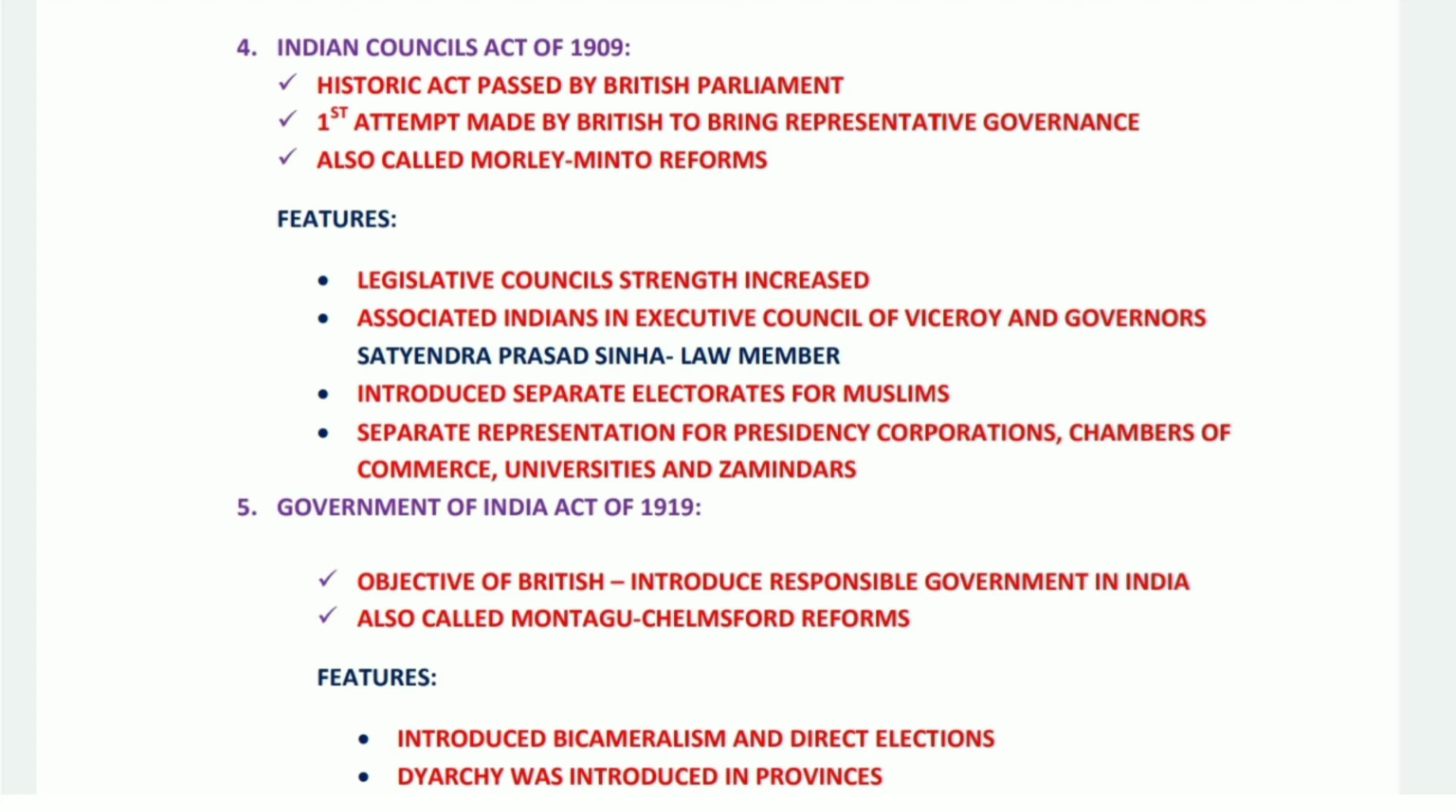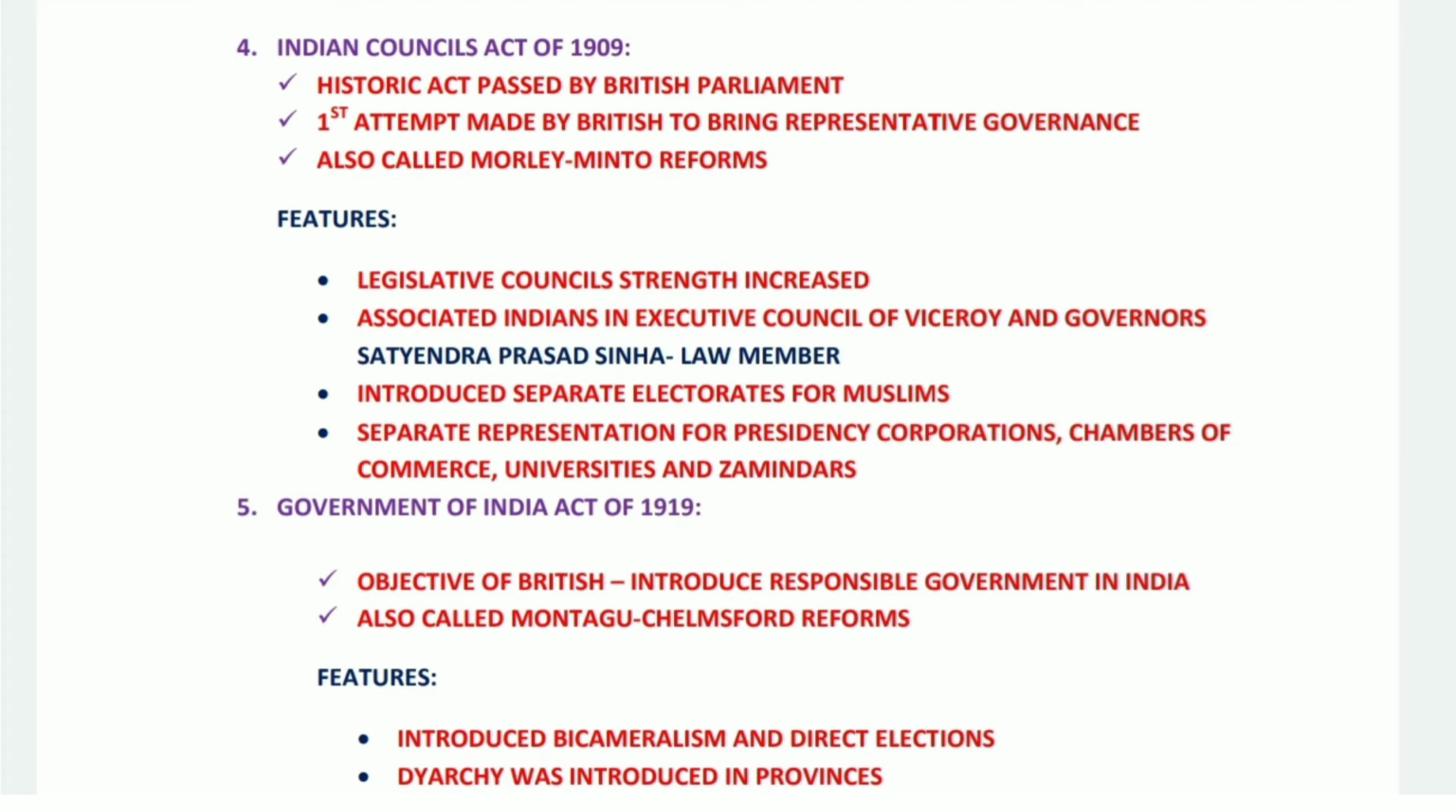So after this Indian Council Act of 1909, in August 1917, the British government for the first time declared that the objective of British government was to introduce a responsible government in India. So for this, Government of India Act of 1919 was introduced, and this act is also called as Montagu-Chelmsford reforms, as Montagu was the Secretary of State and Chelmsford was the Viceroy.